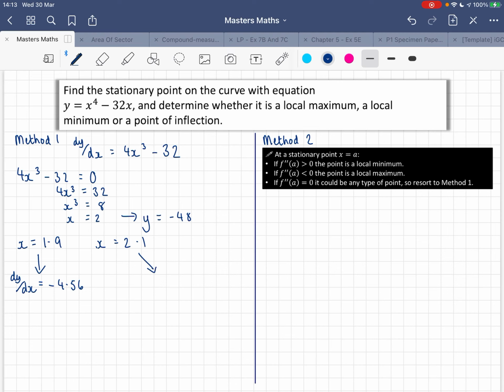When I put in x equals 2.1, dy by dx is 5.04, so that's positive. So before the turning point, my gradient is negative, then I have the turning point, and then my gradient is positive afterwards, which means that this is a minimum point. So therefore, the coordinate that I found, 2, negative 48, is a minimum point.